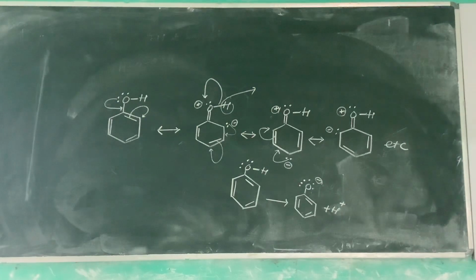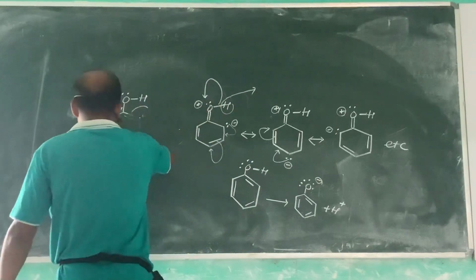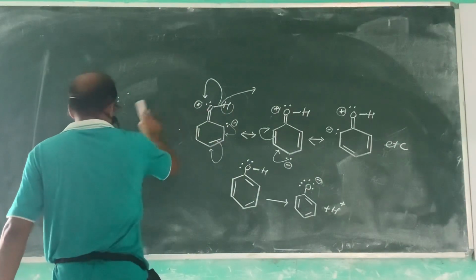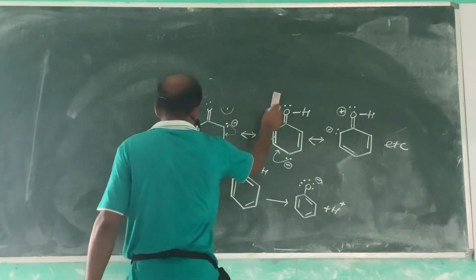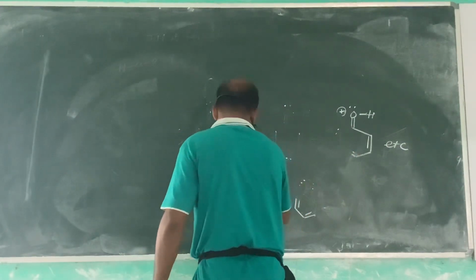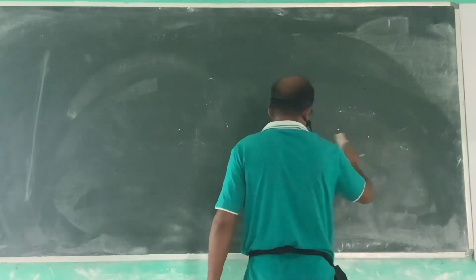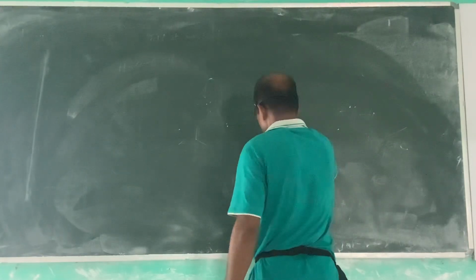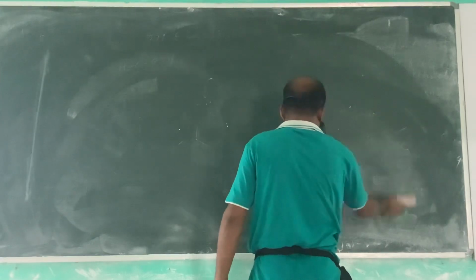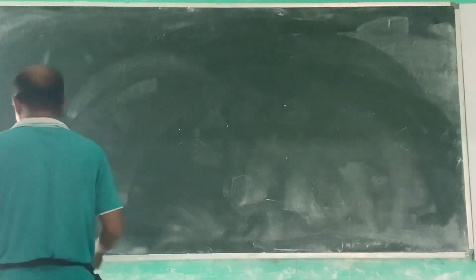Let us consider the reaction of phenol with the metals and alkalis. That means we can also explain the acidity of phenol by considering a reaction of phenol with the active metals and also with the alkalis. When phenol reacts with the active metals like sodium or potassium, it gives sodium phenate or potassium phenate with H2 gas. That indicates the acidic nature of phenol.